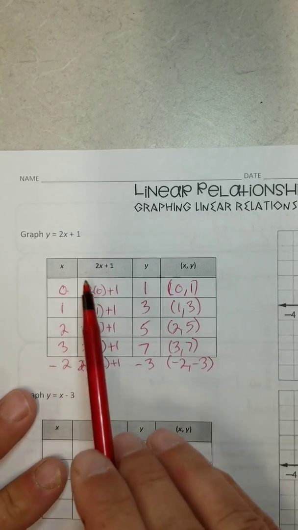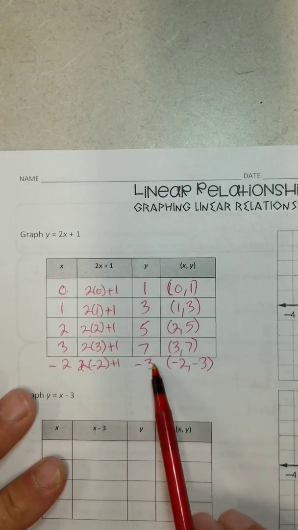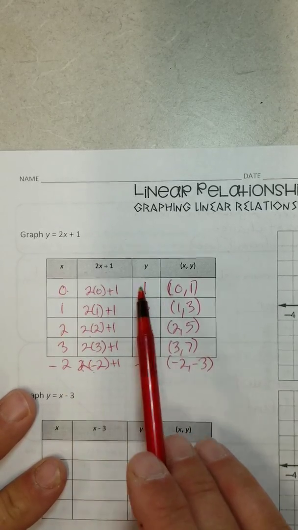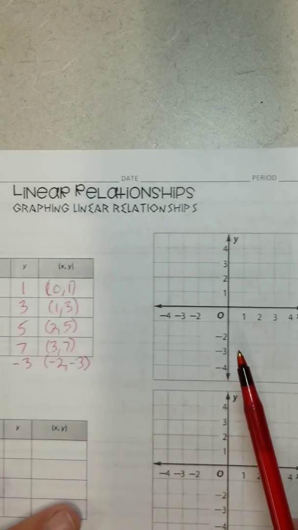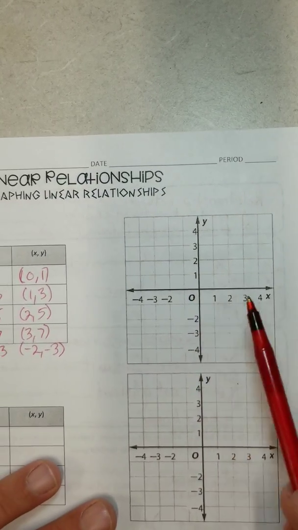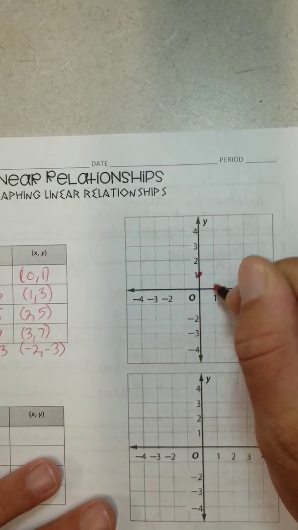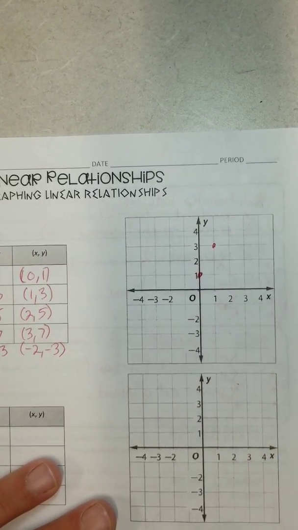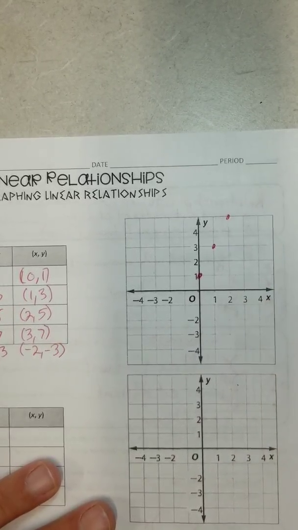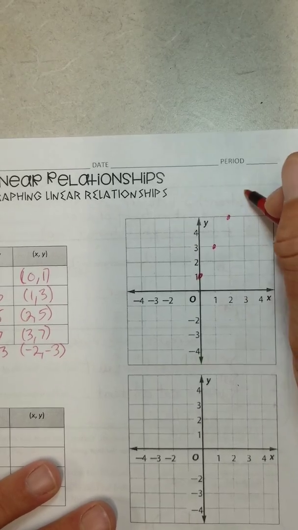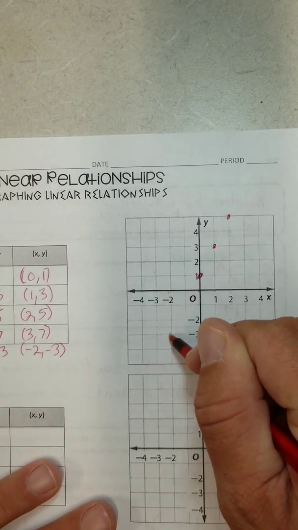Okay, took my equation, put the input into x, that gives me y. Use the x and the y to create my coordinates. Now I use my ordered pairs to put into my graph. So 0, 1, 1, 3, 2, 5, 3, 7 is going to be up here, so we're going to use the -2, -3.